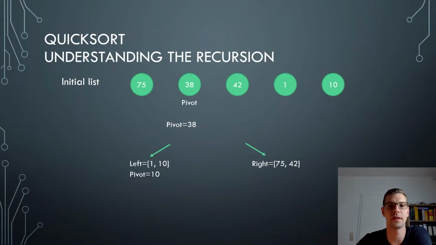So we choose another pivot element and have the left list 1 because it is smaller than 10, and the right list is empty. So we have just single lists or empty lists left. So we are at the end therefore for this particular node in the tree. So we can put our result together.